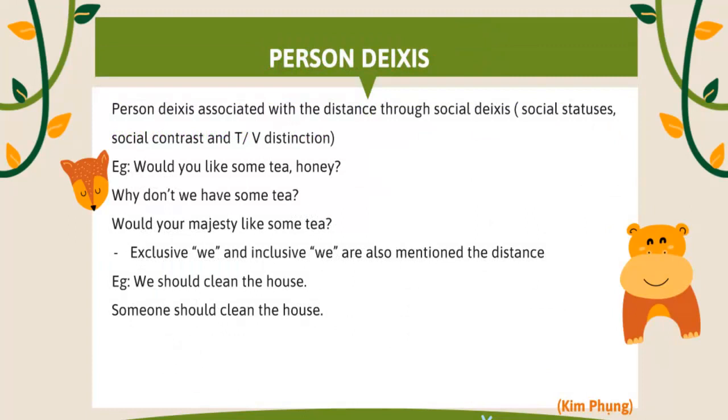Yes, the first one is person basis. Person basis is associated with distance through social basis. There are three kinds of social basis, including social status, social contrast, and T/V distinction. We can look at the three examples and consider that you, we, and your majesty indicate near or far away meaning from the speaker. In addition, we can also consider inclusive we and exclusive we, which also mention distance. And we can use we or someone for more information. And Ms. Gum will continue the presentation.